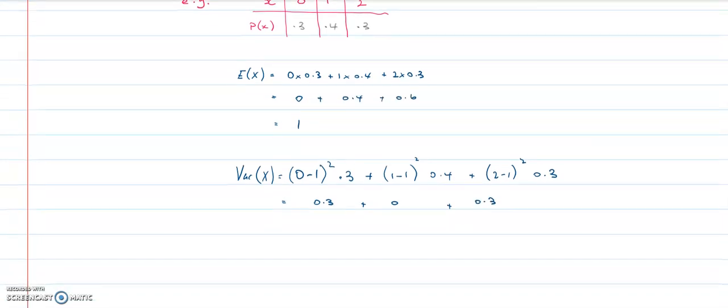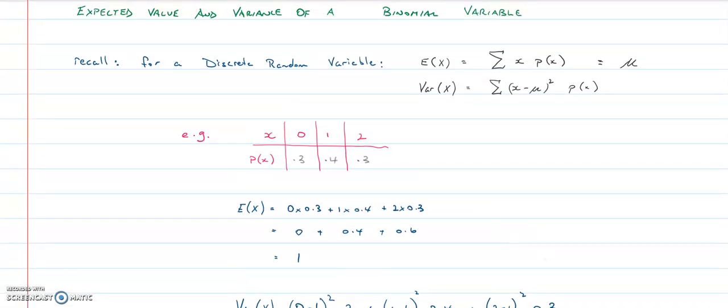So our variance is equal to 0.6, and if we wanted the standard deviation, the variance is in this format, so our standard deviation would be just the square root of 0.6. Okay, so that's how we calculate expected value and variance for a discrete random variable.